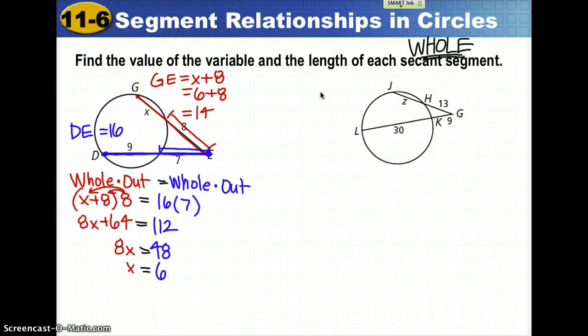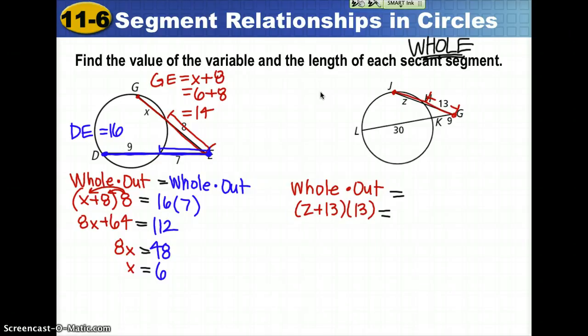Okay? Let's do the other one real quick. Same thing. We have the whole thing times the outside. Now the thing we have to keep in mind here is that z is that inside piece. The whole thing then is z plus 13. So we have the whole times the outside. The whole thing was z plus 13. We just talked about that. The outside is just the 13.